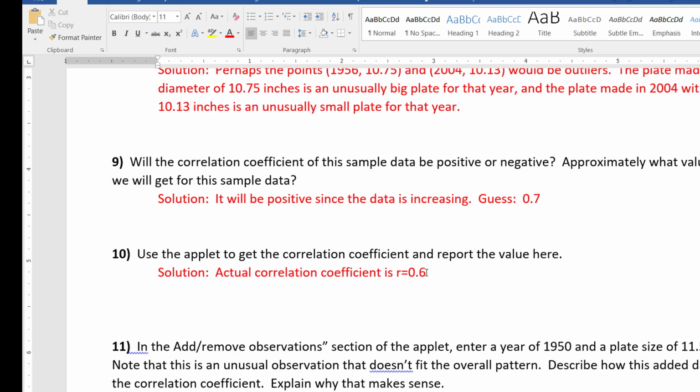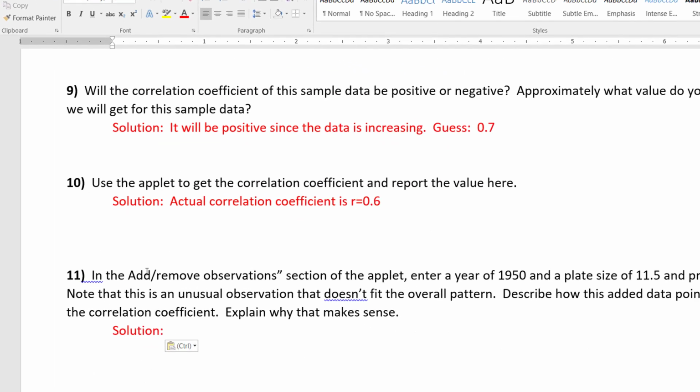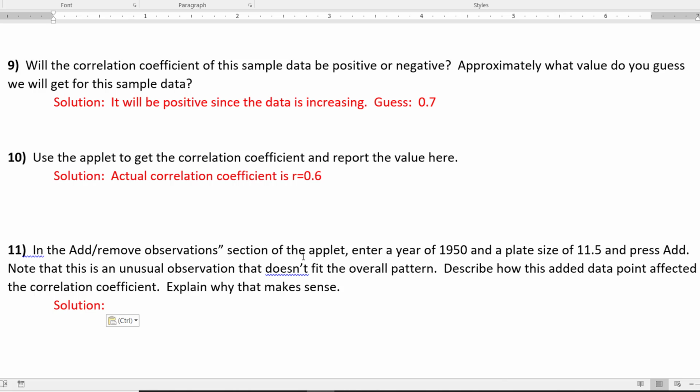And it's kind of moderate correlation. It's not 0.9 or 0.85, which would be strong correlation. It's 0.6, which is moderate correlation. If we use the Add Remove Observations button and we enter a new plate into the data, we're going to enter a new plate that has year 1950 and plate size 11.5. We're going to add that in, and we're going to see that it doesn't fit the overall pattern and describe what it does to the correlation coefficient.